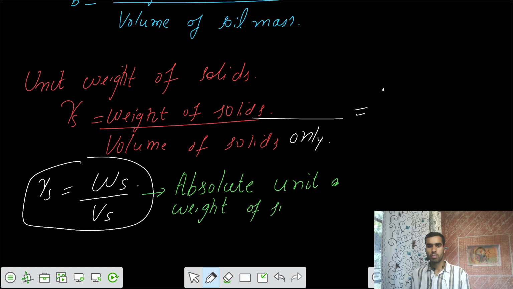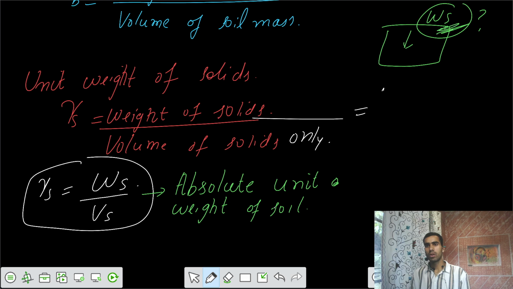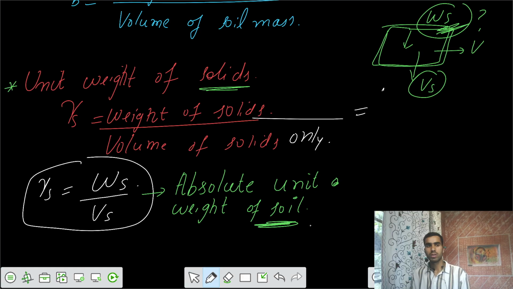Because if you take a particular volume of the soil, it has a fixed value of weight of the solids. It's not going to change with time. Weight of the solid is not going to change. The total volume of the soil might change over time, it might compress because there is air, but the volume of the solid is never going to change. So based on this, we say this is your absolute unit weight of the soil, but it is actually the unit weight of soil solids.